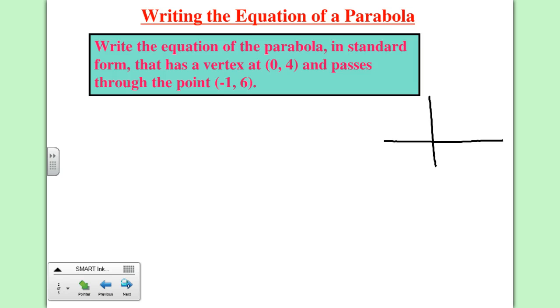So in this case, the vertex is at (0, 4). Well, that's easy enough. This vertex is somewhere there at (0, 4). Wonderful. But then you have a point that passes through (-1, 6). So (-1, 6) would be 2 more units up, somewhere right there. So that's the picture of this parabola: (0, 4) and (-1, 6) is the other point.